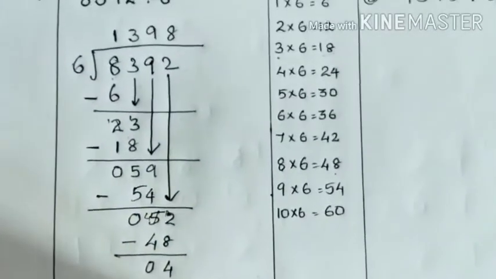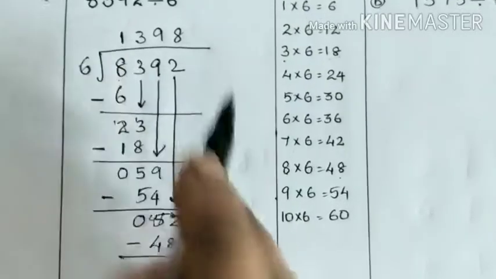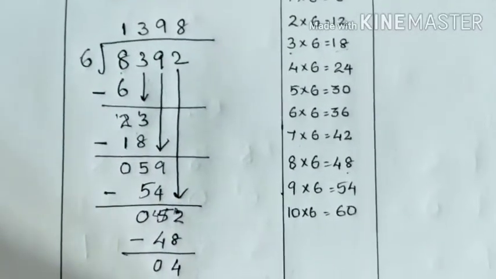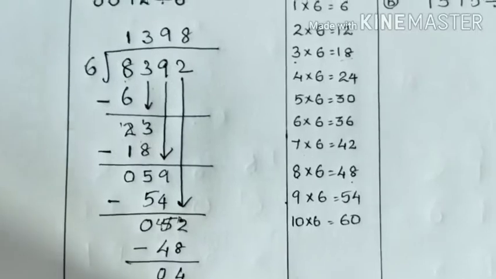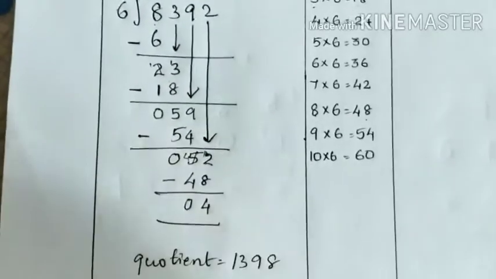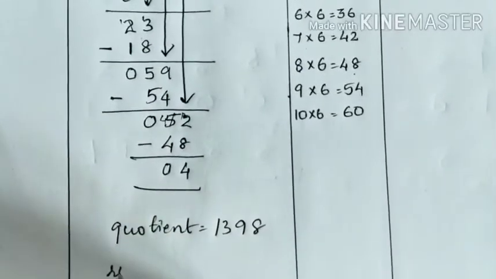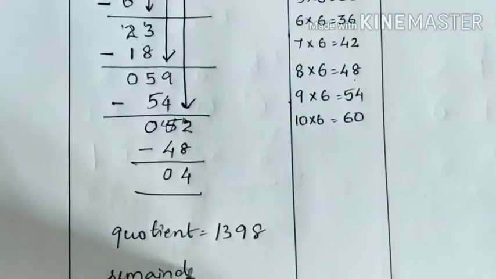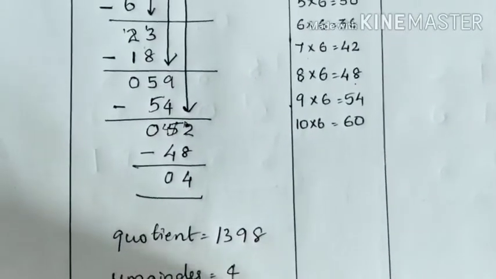So quotient 1398. 1398 is the quotient, and remainder 4.